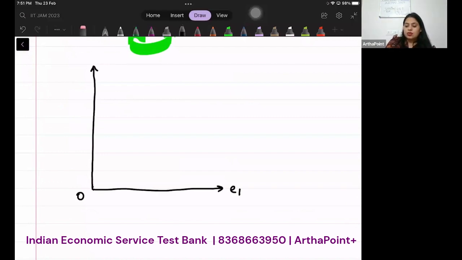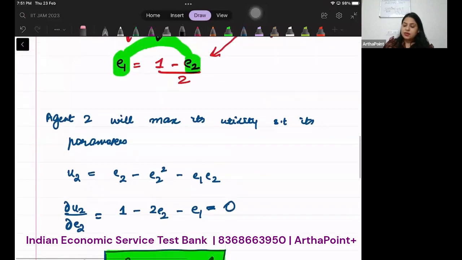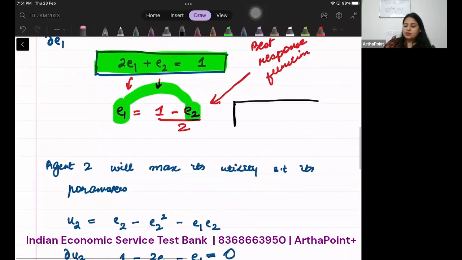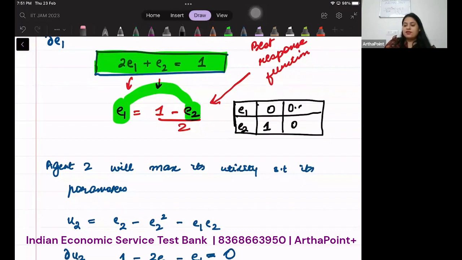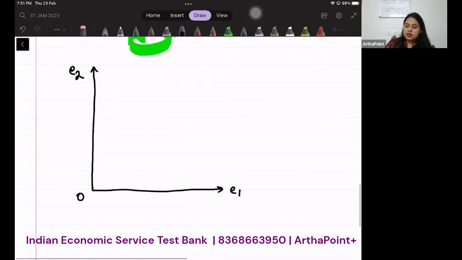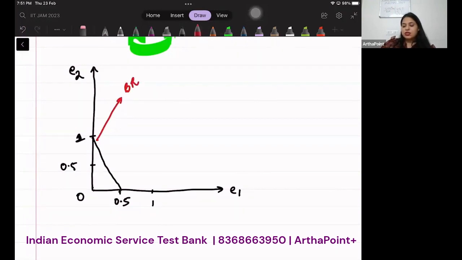So E1 and E2. Have a look here. When I put E1 as 0, I will get E2 as 1. And when I put E2 as 0, E1 will be half. So this is half, this is 1, this is half, this is 1. This is how I will plot this. Let me make a straight line. This will be called the best response function of agent 1.